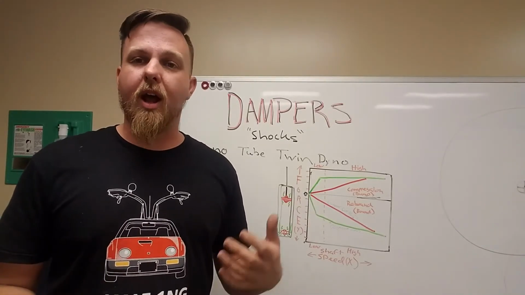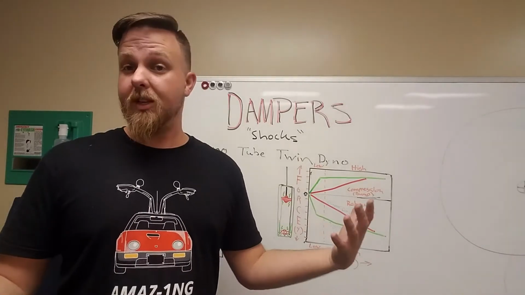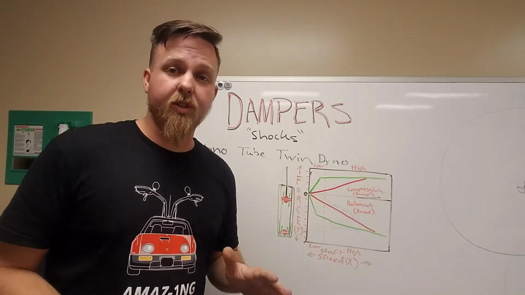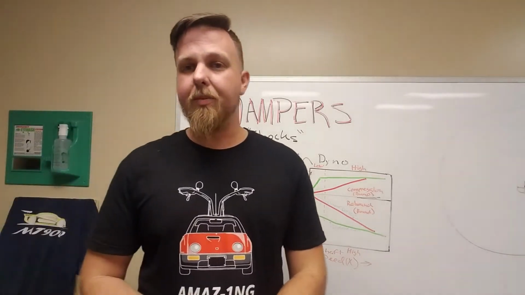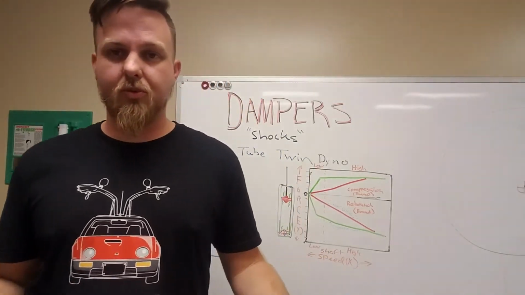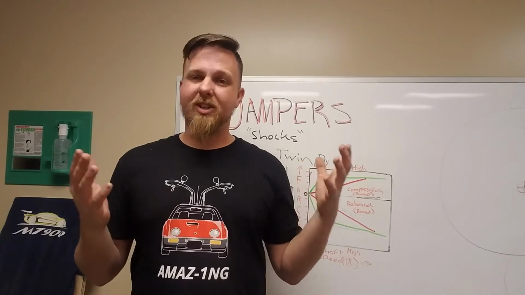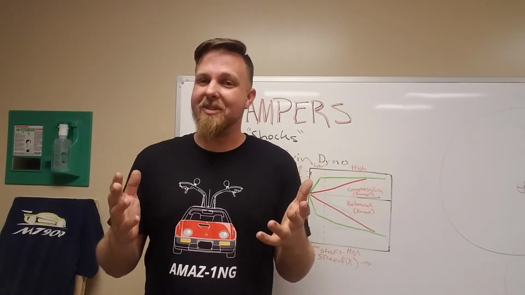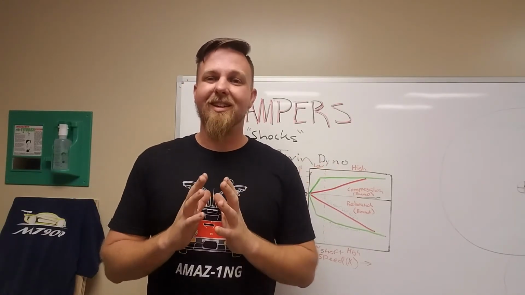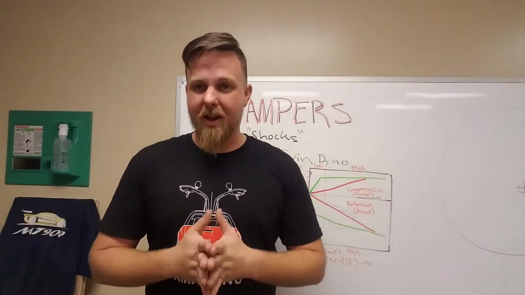Higher low speed rebound, higher low speed compression. Kind of neat. Certain coilovers like KWs. KWs are famous because they still use twin tube dampers. And for people that knock twin tube dampers, I just simply say, look at KWs, dude. They're some of the best dampers that you can buy, period.